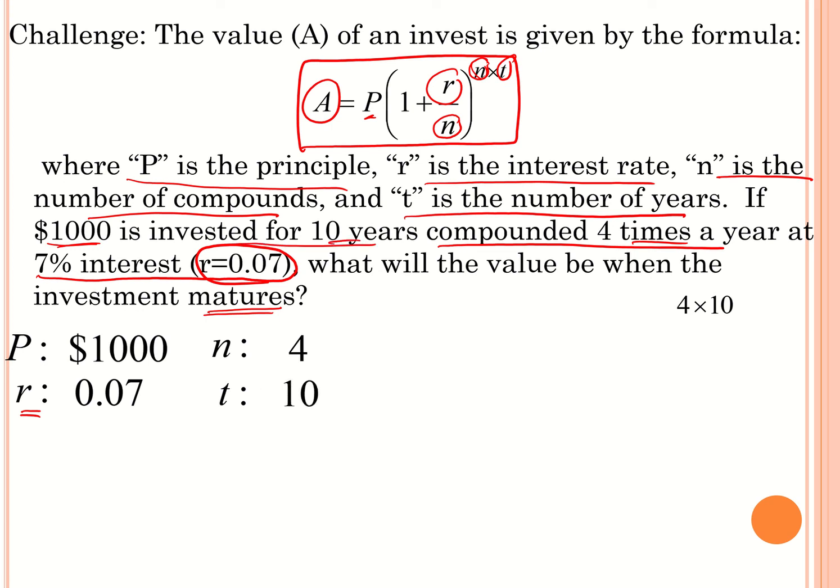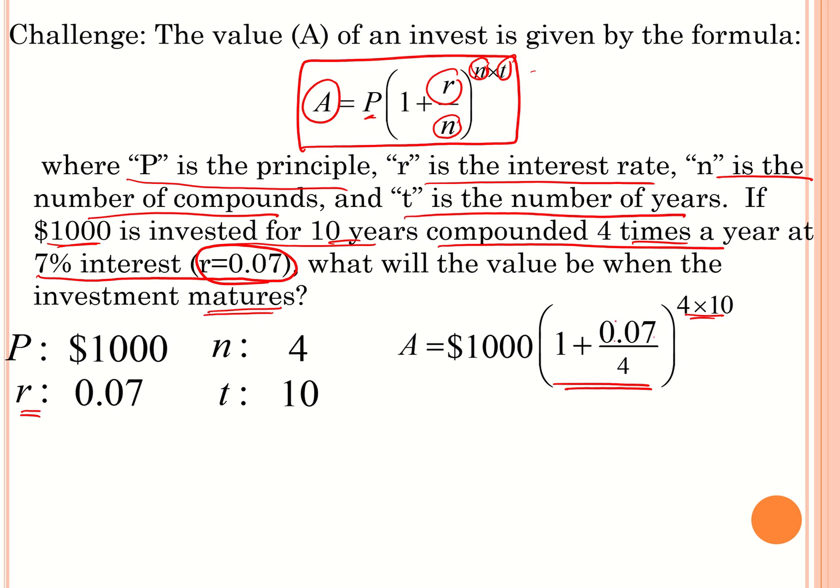Okay, so last step now is you plug everything into the formula, and what it will do is tell you how much money you have at the end of it. Okay, so A is equal to 1,000, which is P. Now your big giant bracket, 1 plus, so this top part will be 0.07, and the bottom value will be 4. All to the power of 4 times 10. Okay, so this part is the exponent, N times T. Again, order of operations: you have to simplify what's in the bracket first. So 0.07 divided by 4 plus 1.